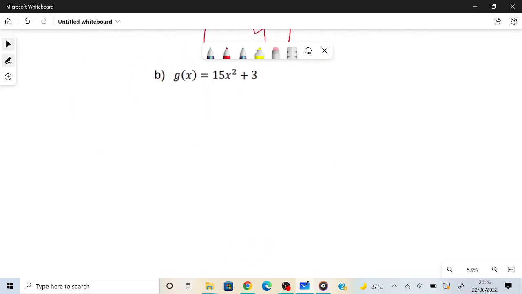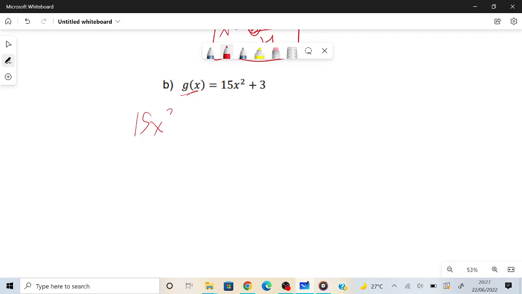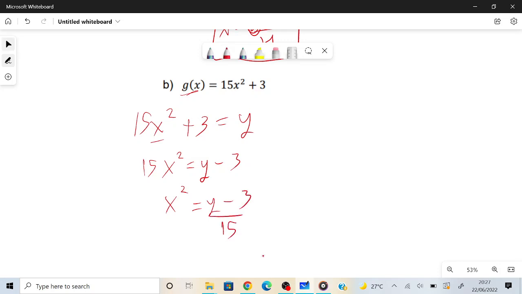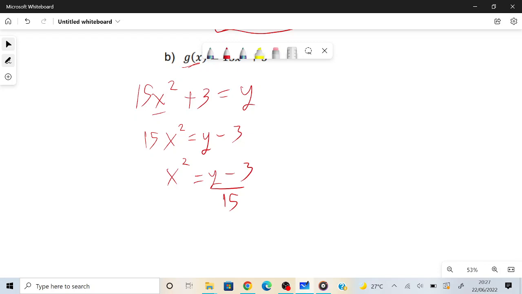So moving on to the next question, again we need to find the inverse of g of x. So we again do 15x squared plus 3 equals y. So we make x the subject. This becomes 15x squared equals y minus 3. We have x squared equal to y minus 3 over 15. We have x to be the square root of y minus 3 over 15.